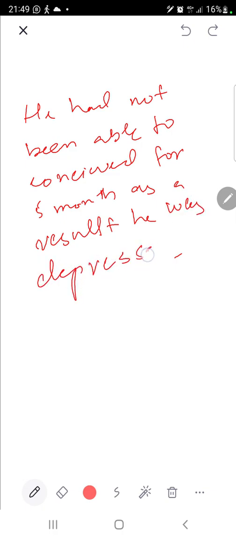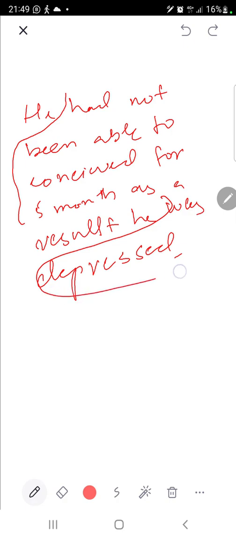So this is the best example that just came to my mind. He had not been able to conceive for 5 months. You can see this is the perfect form of the tense. As a result, he was depressed. So this is past simple, so this is near past. Previously, he had not been able to conceive, this is far past, the thing that happened first, and later on this thing happened, the consequence. So we can write this event in the past perfect and this event in the past simple, right? Or we can also write it down.